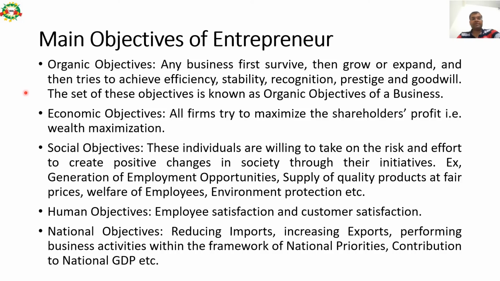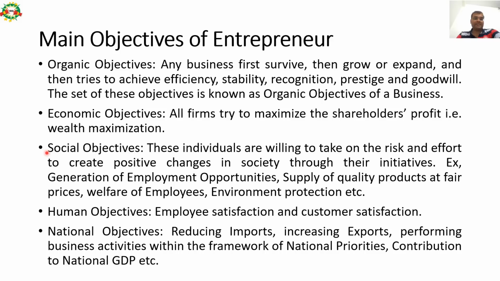So these are the main objectives of an entrepreneur. Organic objective: any business first survives, then grows or expands, and then tries to achieve efficiency, stability, recognition, prestige, and goodwill. The set of these objectives is known as organic objectives of a business. Then economic objectives: all firms try to maximize shareholders' profit. That is wealth maximization. This is the economic objective.